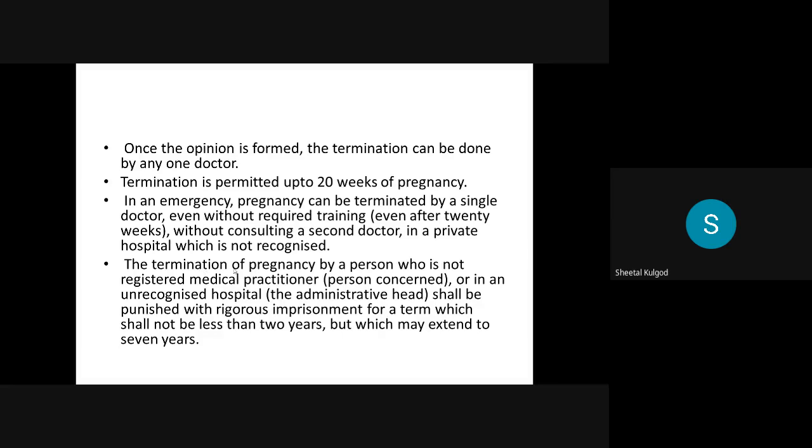The termination of the pregnancy by a person who is not a registered medical practitioner, or in an unrecognized hospital, shall be punished with rigorous imprisonment for a term which shall not be less than 2 years, but which may extend to even 7 years sometimes.